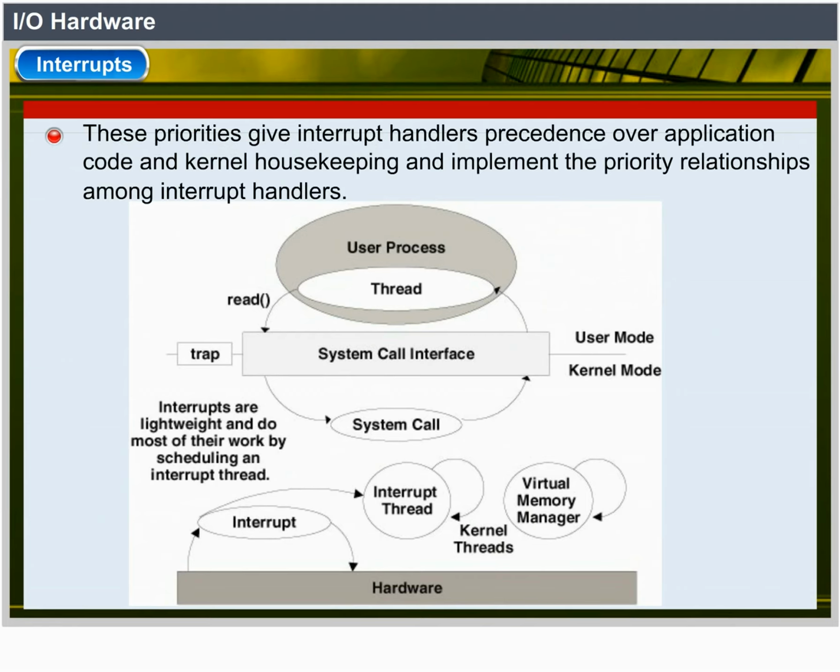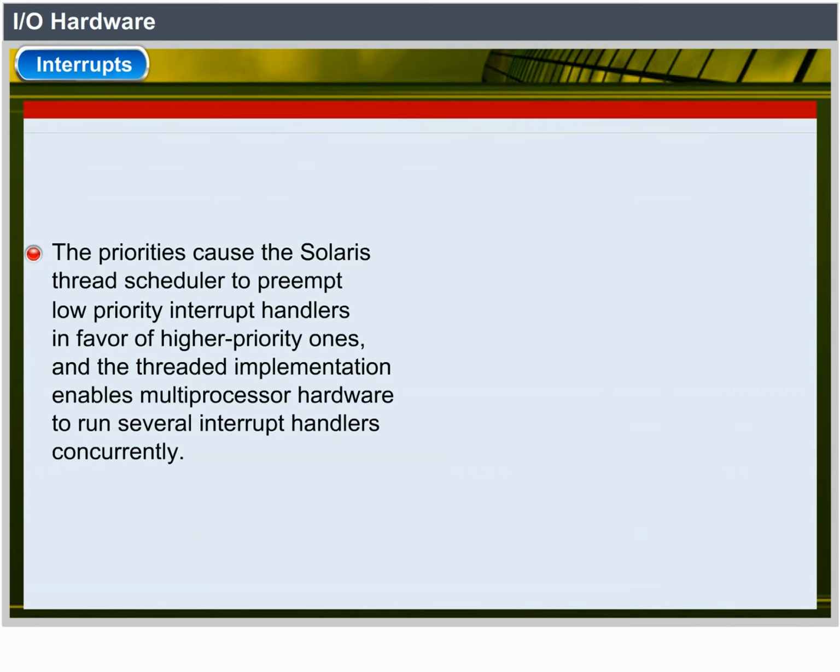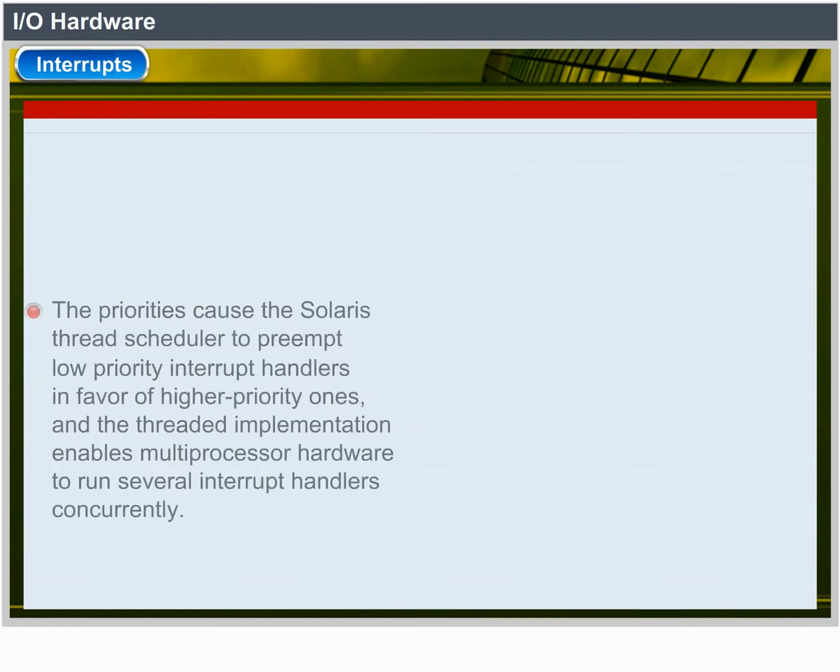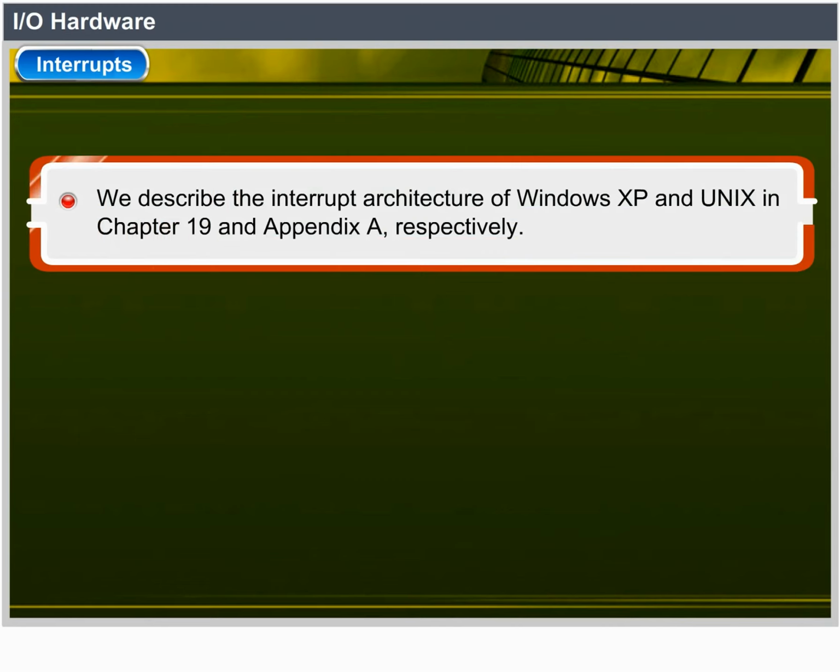The priorities cause the Solaris threads scheduler to preempt low priority interrupt handlers in favor of higher priority ones, and the threaded implementation enables multiprocessor hardware to run several interrupt handlers concurrently. We described the interrupt architecture of Windows XP and Unix in Chapter 19 and Appendix A, respectively.